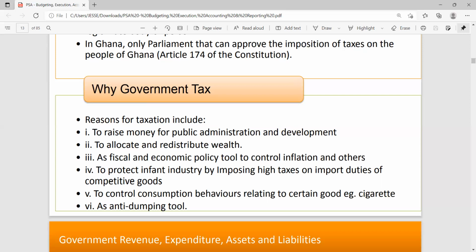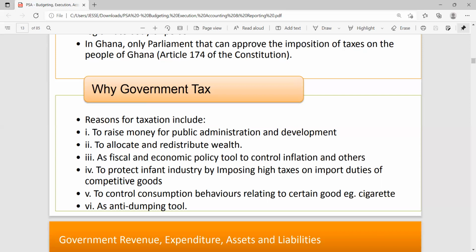To control consumption behaviors relating to certain goods, for example, cigarettes, rubber bags. Taxation is intended to do that. Six, as an anti-dumping tool. Anti-dumping tool, very, very crucial. So these are some reasons why we tax. And you might want to know what dumping is.